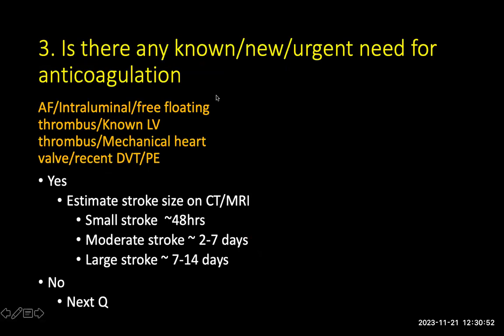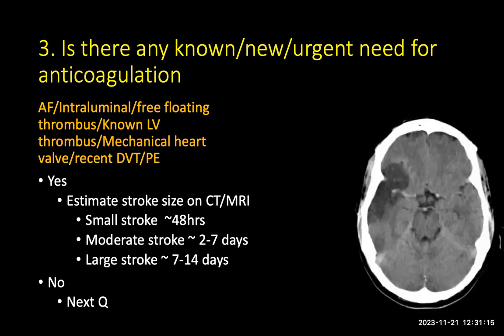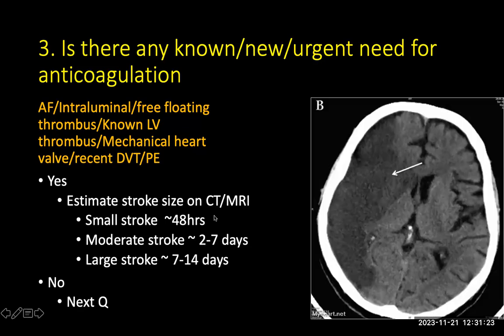So these patients would be admitted to a stroke unit, and if there's any known, new, or urgent need for anticoagulation, then you estimate the stroke size on CT to decide when you can start it. If it's a small stroke, say just in the thalamus, it would be fine to start anticoagulation at 48 hours. However, if you have a slightly bigger or moderate-size stroke, you should be looking at somewhere between 2 to 7 days. And if you have a still bigger stroke, like a whole large MCA territory, I think 10 to 14 days is the timeframe before which you wouldn't be comfortable starting anticoagulation.